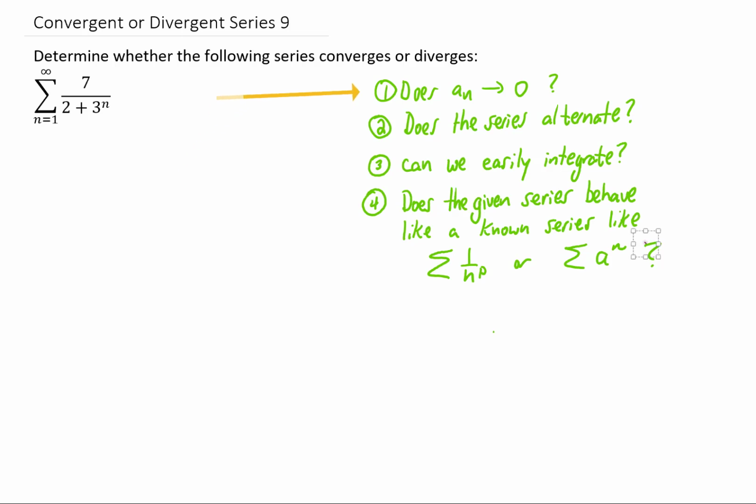The first thing you might do is quickly ask the question, does this sequence inside the series converge to 0? If the answer is no, then we're finished because the series diverges. In this case, this sequence appears to go to 0 as n goes to infinity because the denominator will go to infinity.